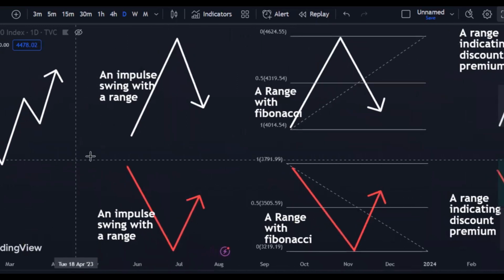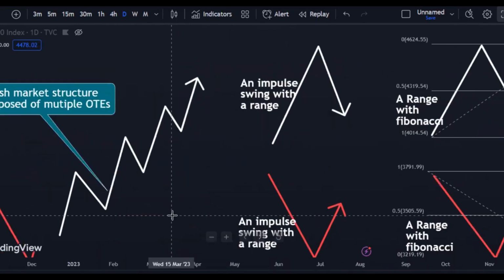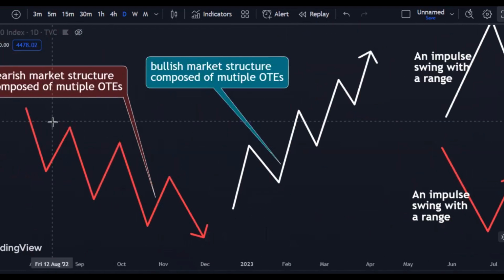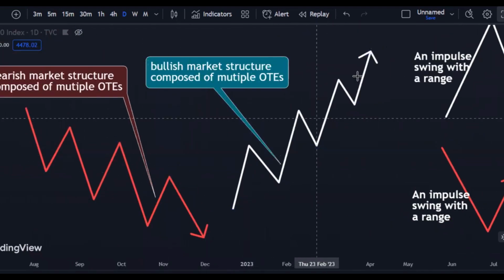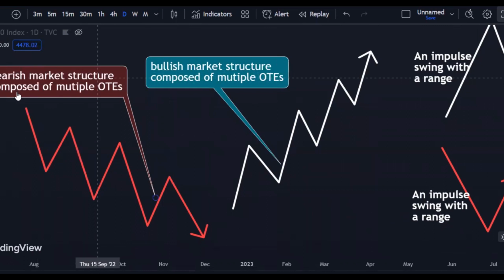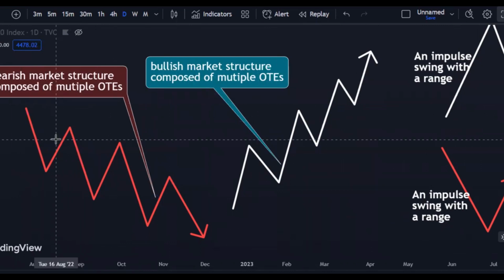Okay, let me show you guys how to identify a range. Whenever you see the market structure environment, price pushing to higher highs, higher lows, something like that, I wrote here this is bullish market structure composed of multiple OTEs, that is multiple optimal trade entries. A bearish market structure is also composed of multiple optimal trade entries.